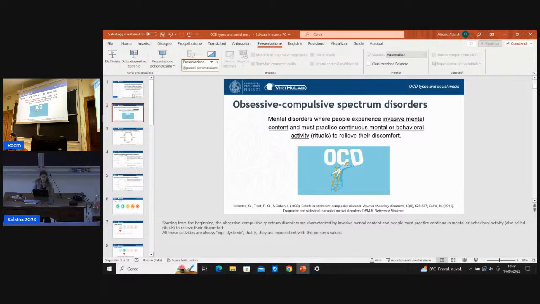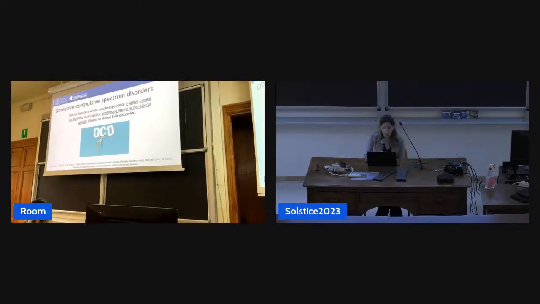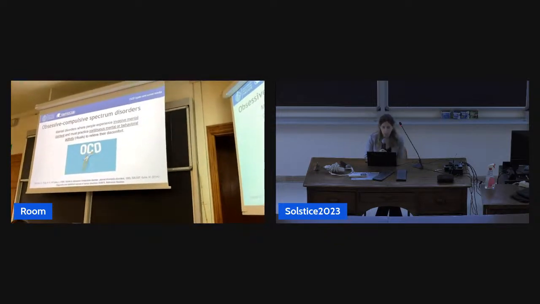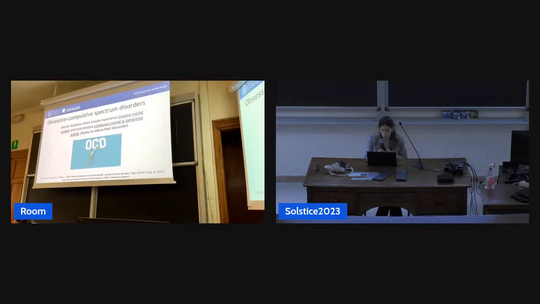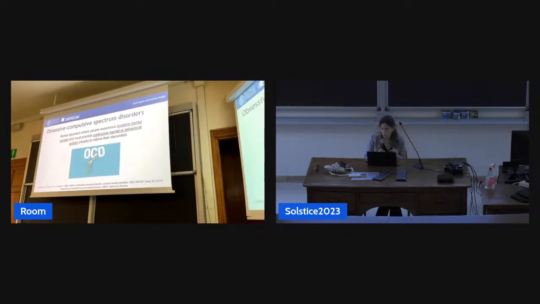Starting from the beginning, the definition: obsessive compulsive spectrum disorders are characterized by intrusive mental content, and people must practice continuous mental or behavioral activities, also called rituals, to relieve their discomfort. All these activities are always ego dystonic, that is, they are inconsistent with the person's values. This type of disorder is well explained by a cycle that has a basic concept, the concept of obsession and compulsion. So the cycle starts with an obsessive thought that causes anxiety and stress in people.